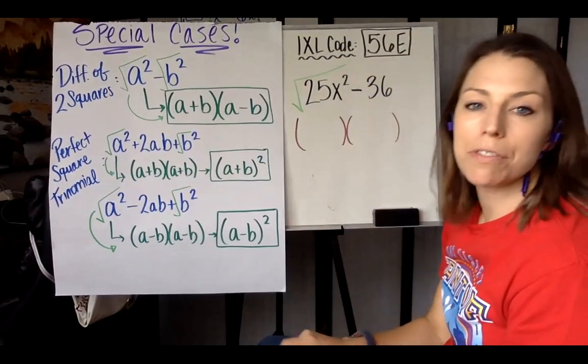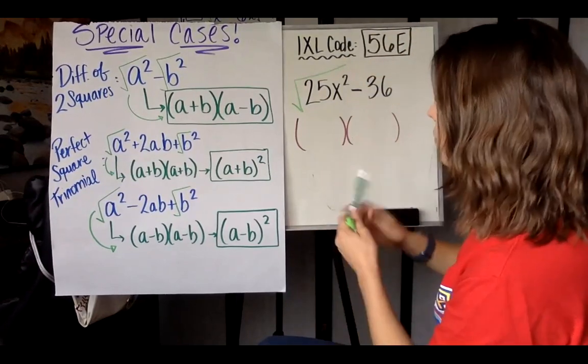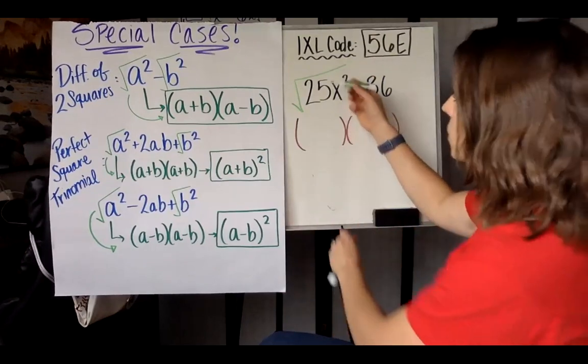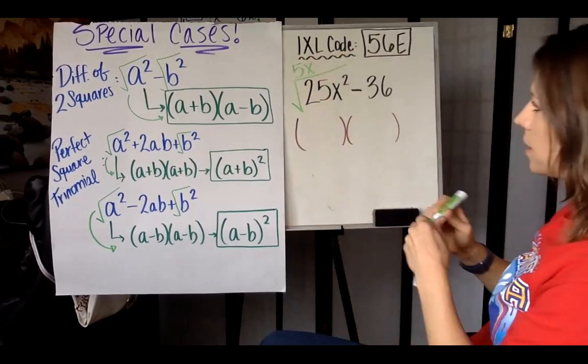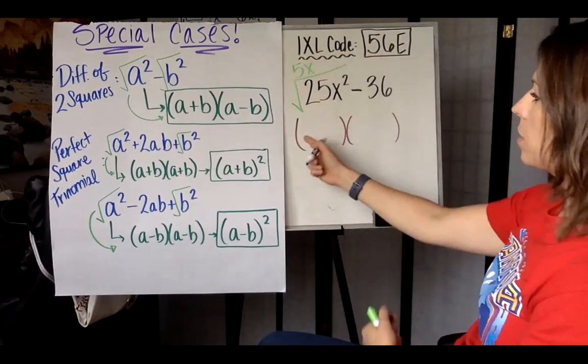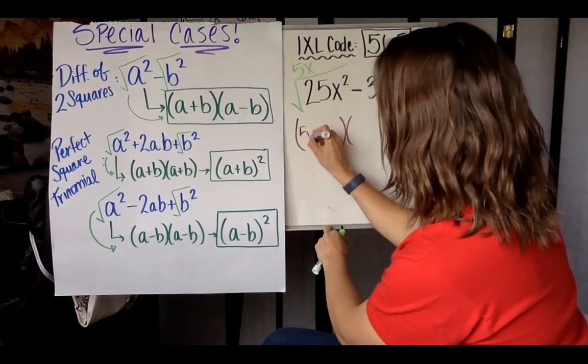What is the square root of 25? That would be 5. And what's the square root of x squared? That would be x. So this is 5x. So the first term in both my binomials is 5x.